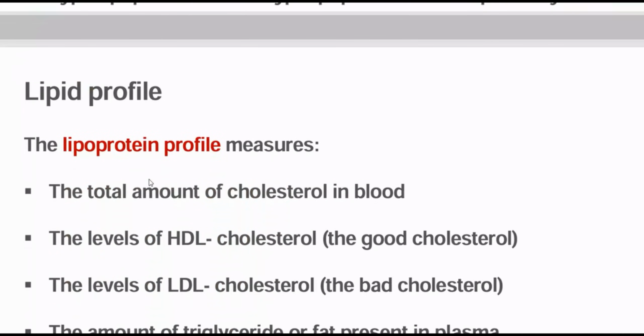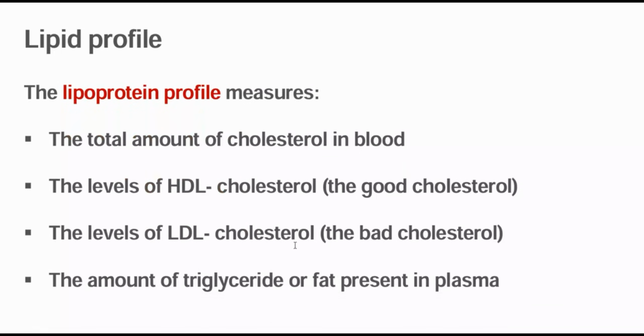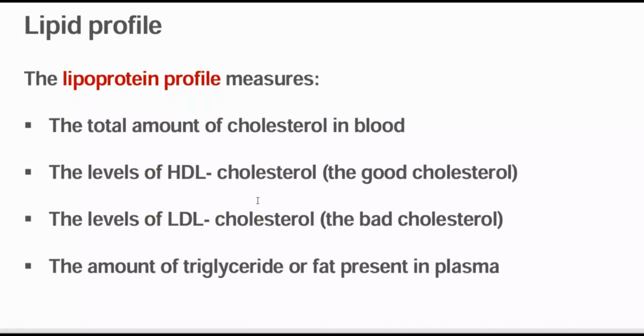So the lipid profile measures, number one, the total amount of cholesterol in the blood. The level of HDL cholesterol, that is the good cholesterol. The level of LDL cholesterol, that is the bad cholesterol, and the amount of triglycerides or fat present. So these are the four important markers by which we can measure, and after measuring the data, we can say whether the lipid profile is good or bad.